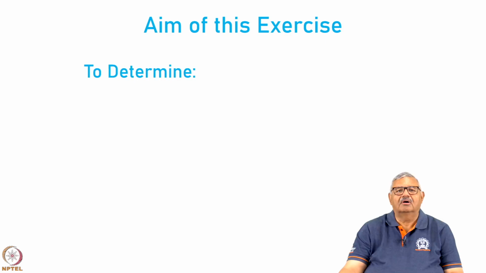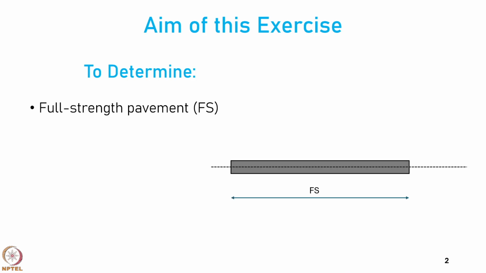The aim of this exercise is to determine values of some parameters which will help us in obtaining the declared distances. These four parameters are the full strength pavement, as can be seen on the screen. The full strength pavement basically is the length of the pavement which has to be constructed by the airport authorities to enable carrying the load of the aircraft both during takeoff and landing. So, it is a full strength pavement.